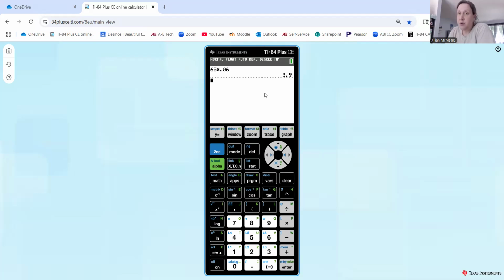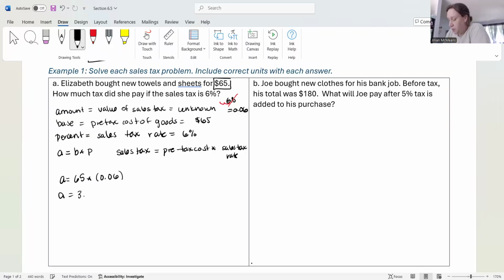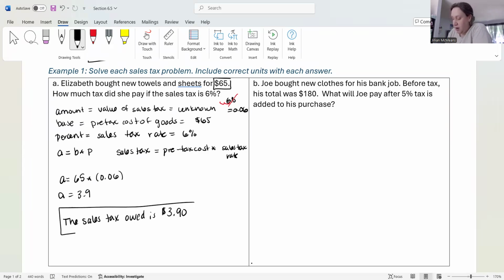Okay, now keep in mind we're dealing with money, so all of our answers need to look like money. So we would say A equals 3.9. Now let's make it make sense in terms of this problem. We could say the sales tax owed is not 3.9, $3.90. So make sure your answer is in the correct format, okay?